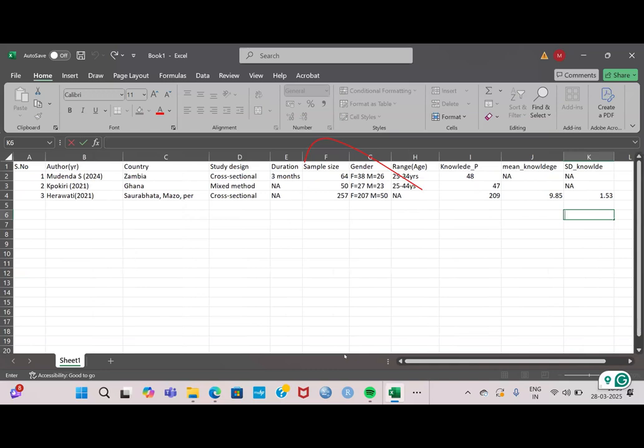So I have given the example of the 3 studies. How can you extract the data from the observational, from the cross-sectional, from the mixed method design? I hope this is clear to you so that we can move to the randomized control design.